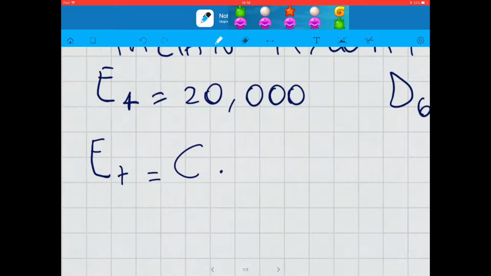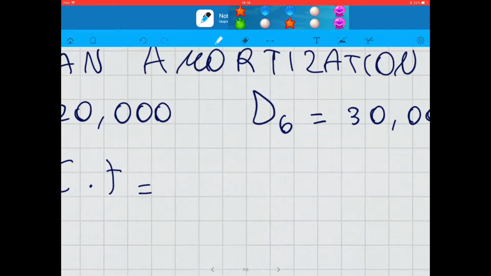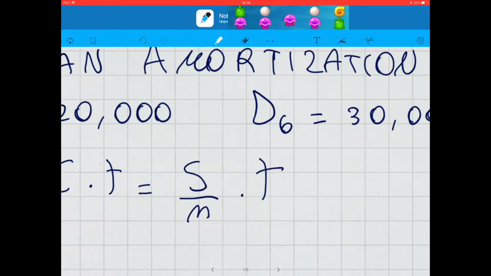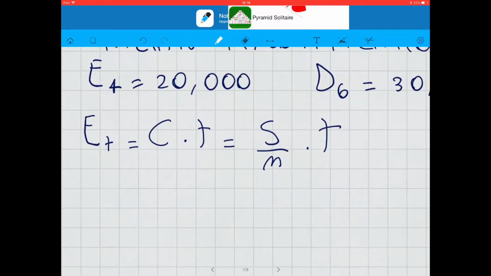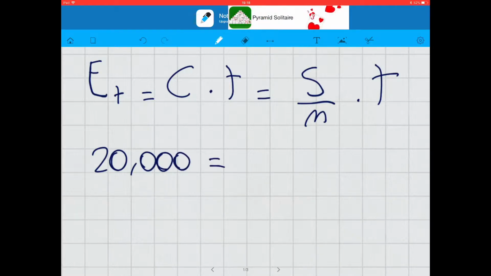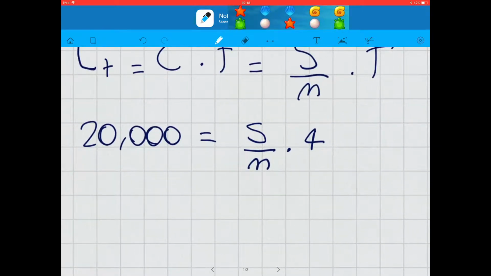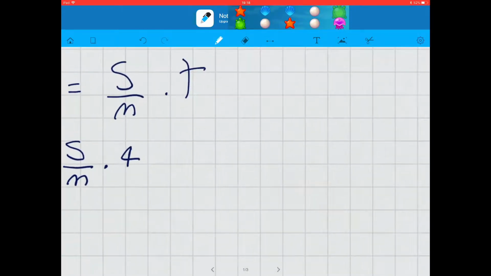So we know, starting from formulas, that the discharge debt is equal to C, our amortization quota, times T. Since we are in Italian amortization plan, C is equal to S divided by N, times T, because we have the discharge debt. Therefore, in our case, let's write the number directly. E4, that is 20,000, is equal to S divided by N times 4, because it's E4. Then we can write that S is equal to 5,000 N.